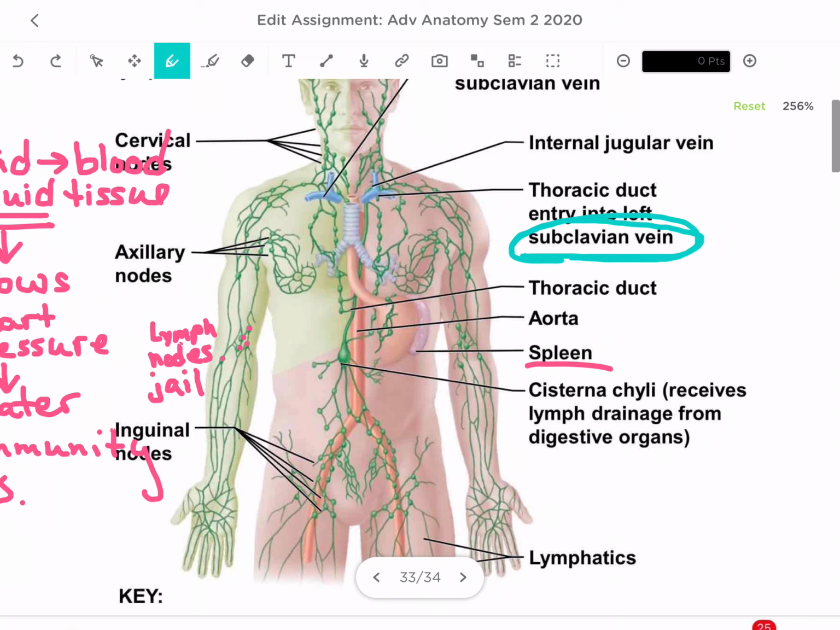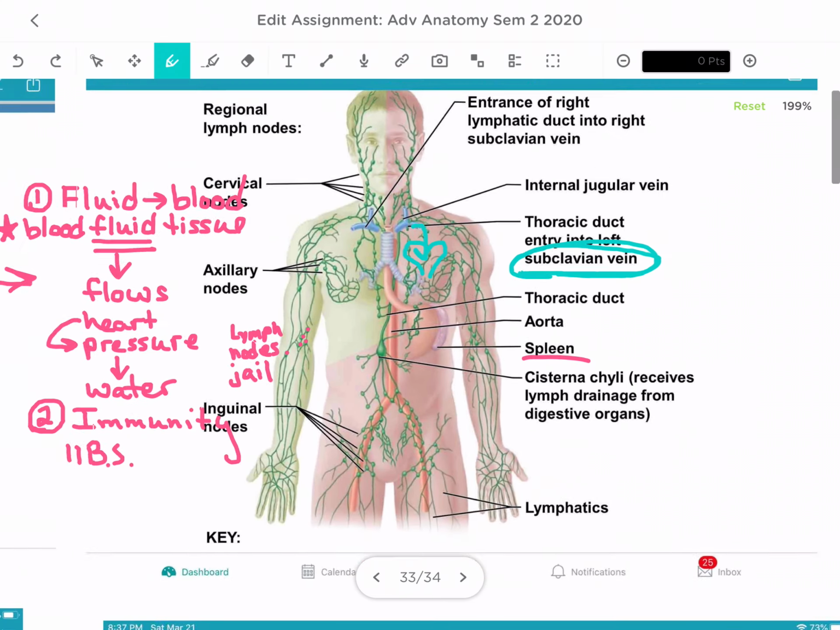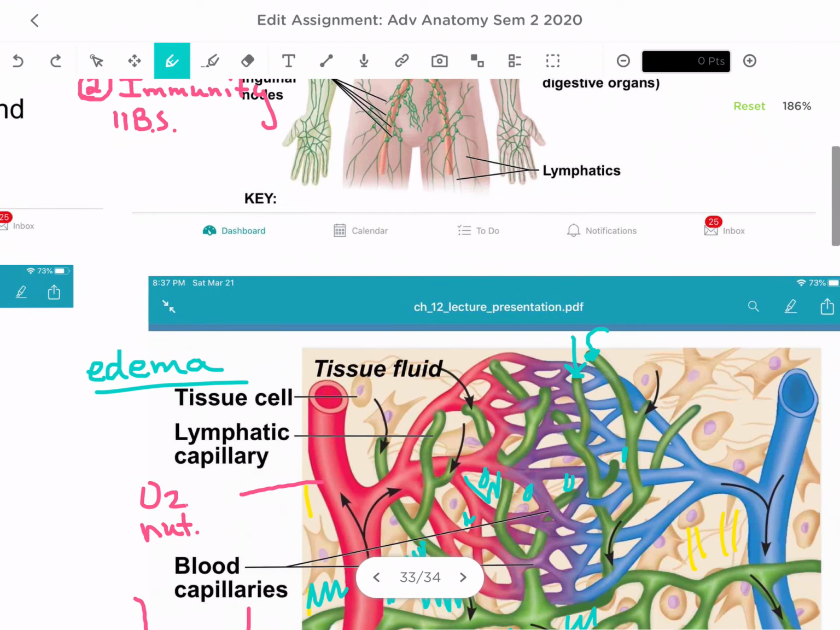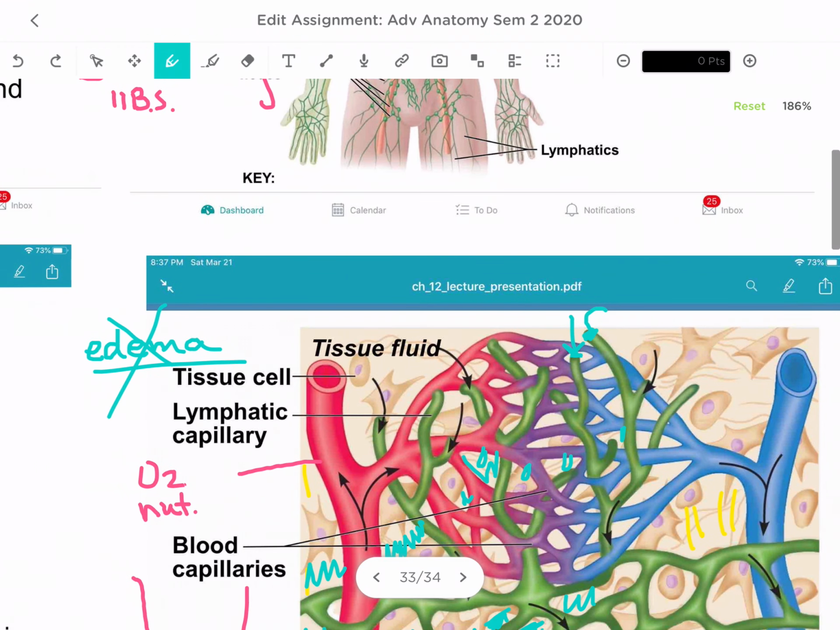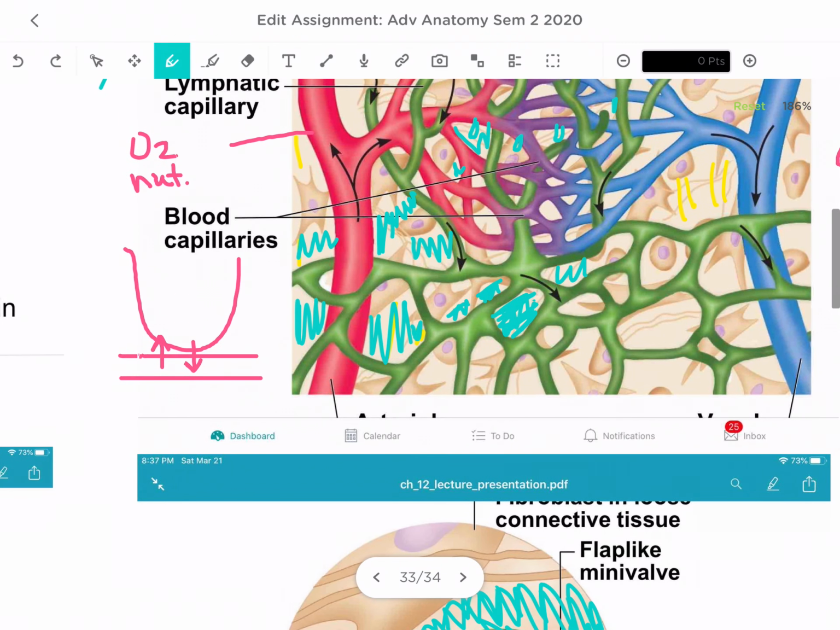And all that fluid empties into the subclavian vein, which I don't know why this is not on here, and empties directly into your heart. And that's what gets that fluid back to your heart so that your blood stays flowing, and so that you do not get edema, because that would be super bad.